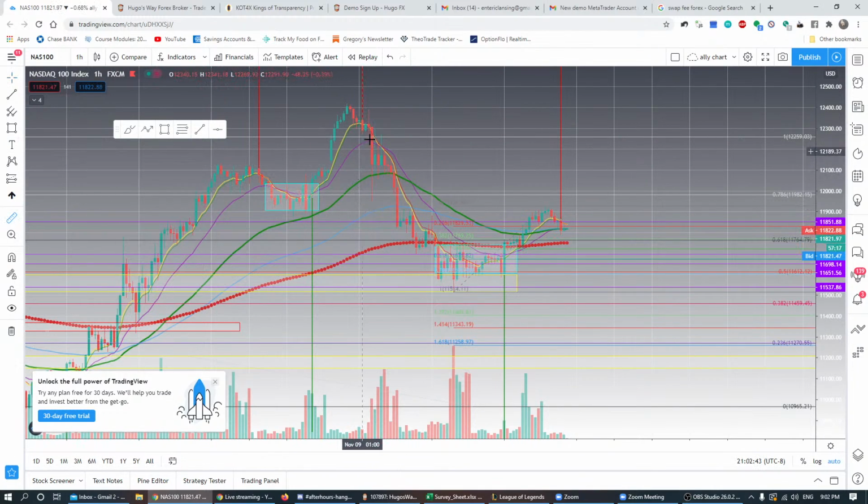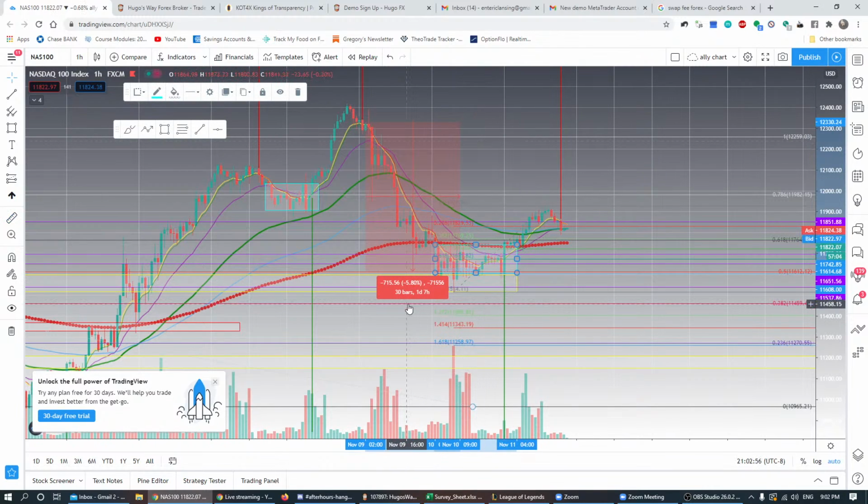So we can measure how many pips that was. We will probably target this area right here, 70,556. Well, we're going to go to that. So it's an $800 move down.